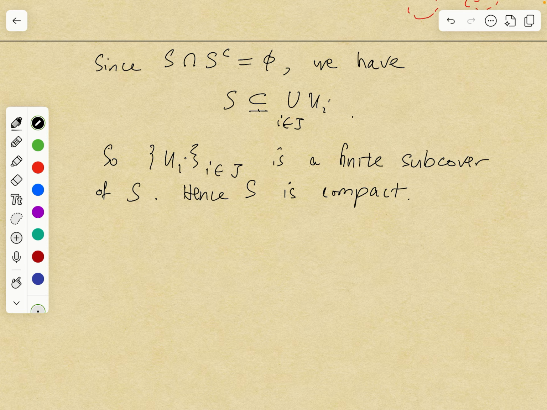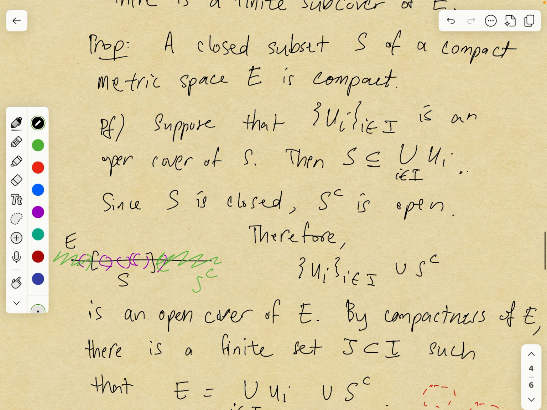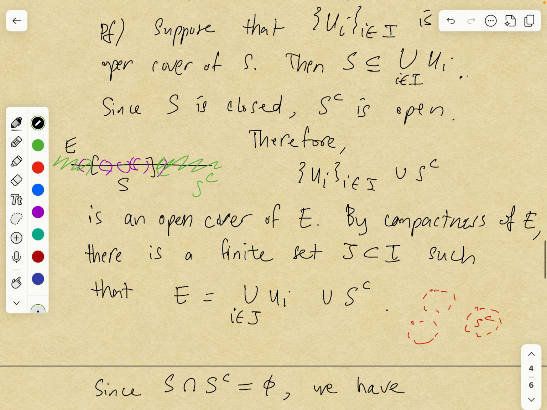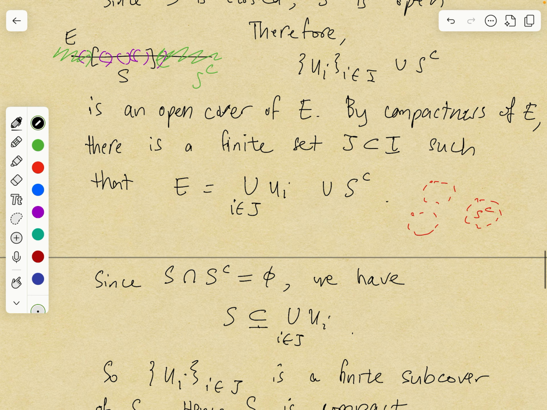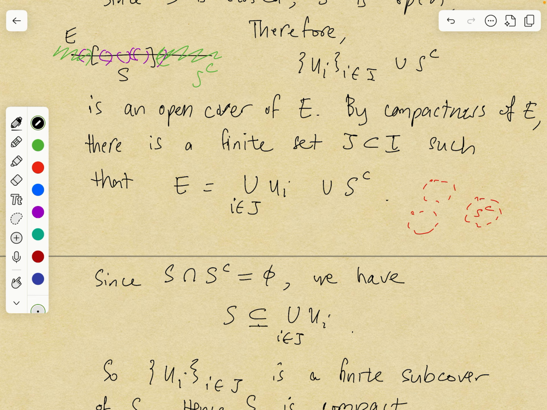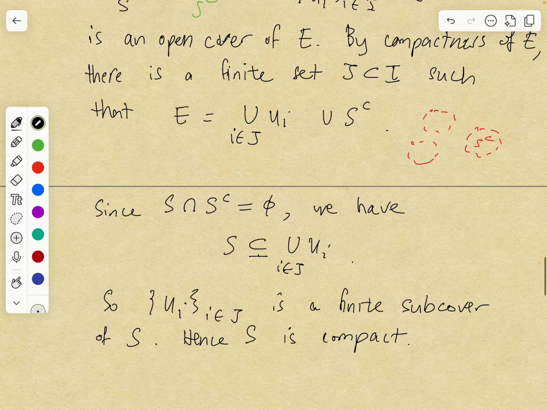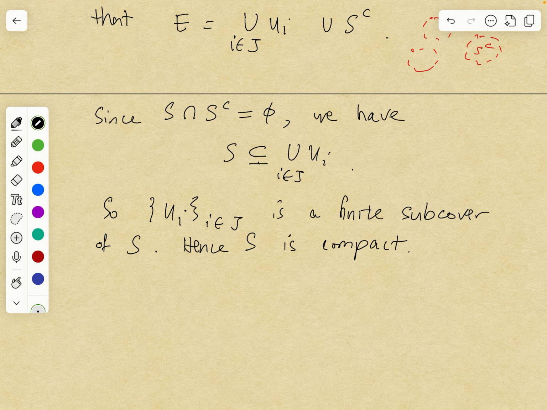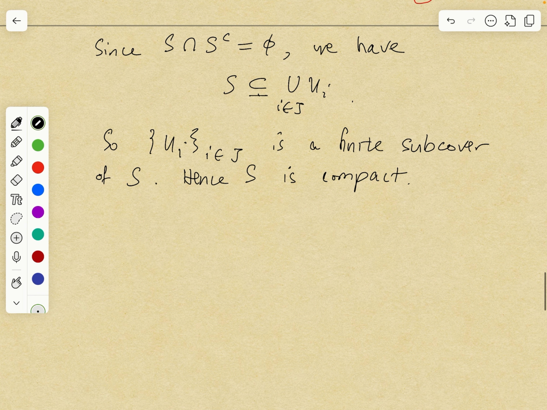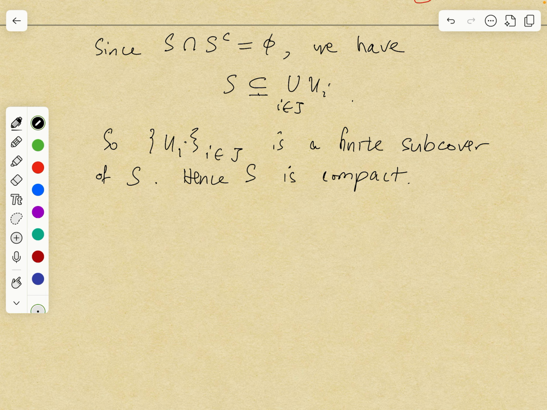So that's the proof. So let's review how the proof works. You start off with an open cover of S, and the point is that since S is closed, S complement is open. So once you take that open cover of S and then include S complement, you get an open cover of E. And then since E is compact, E is covered by a finite number of those open sets, and then S doesn't intersect S complement, so S must be contained in that finite union. And that shows that you have a finite subcover of S.